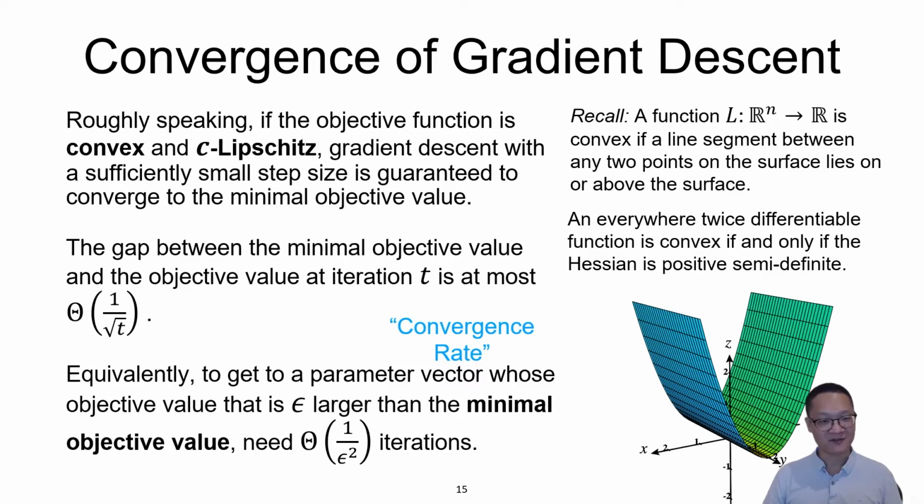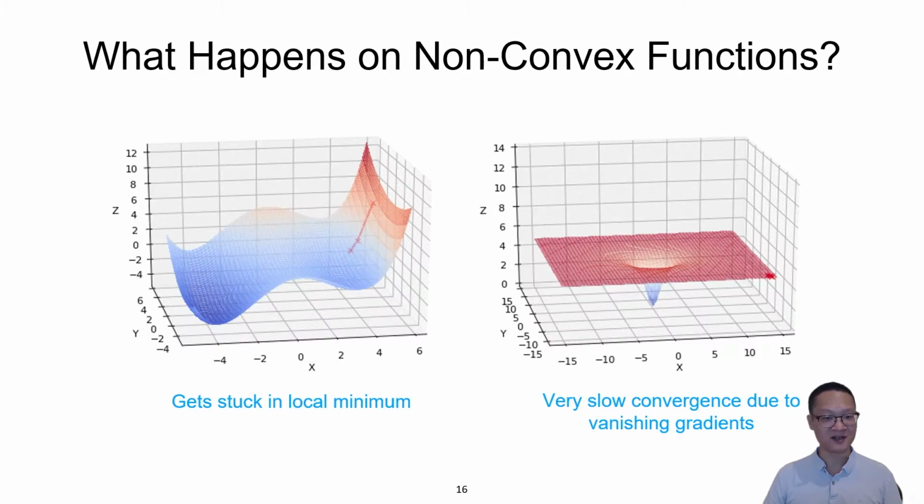So what happens when the function is not convex? We can take a look at 2 examples. On the left, this is a non-convex function. If we draw a line connecting these 2 points, that line is not above or on the function. If we do gradient descent, we go down the direction of steepest descent, but this time the parameter value gets stuck somewhere over here, which is not the minimum. The minimum is somewhere over here.